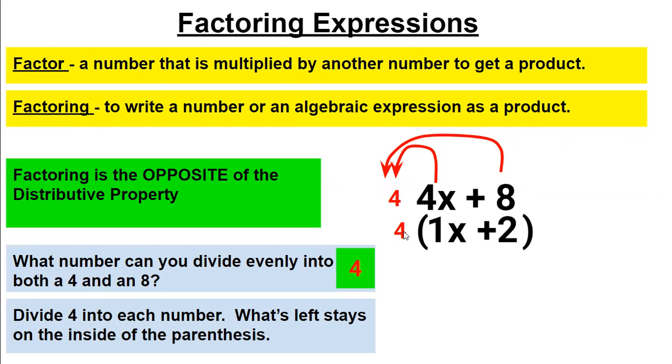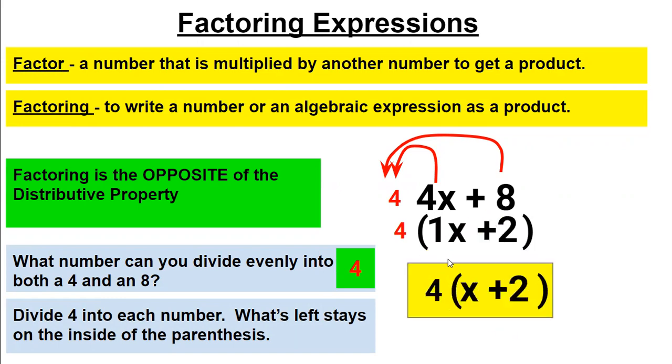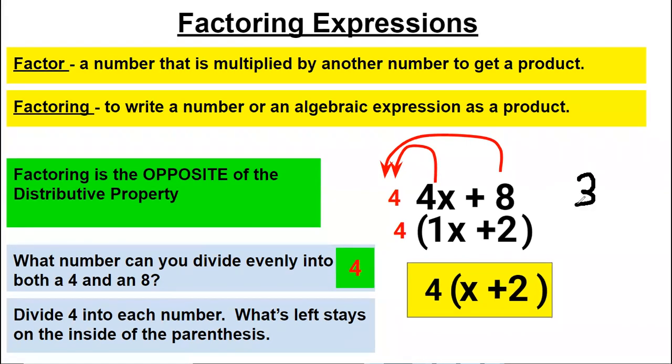So now this is 4 times 1x plus 2. And usually we just drop the 1. Whenever there's no number in front of a variable, it's assumed to be a 1. Just like if you had the number 32, for example, you just assume the decimal point is here, but you don't write it. It's the same way with 1x. There's a 1 there, but you don't usually write it. You just know it's there.